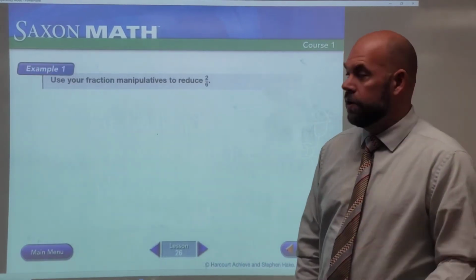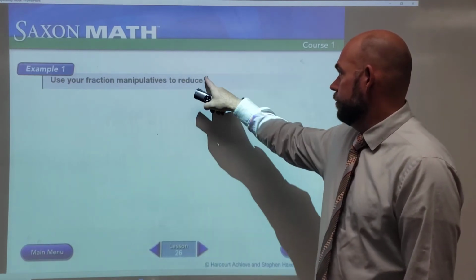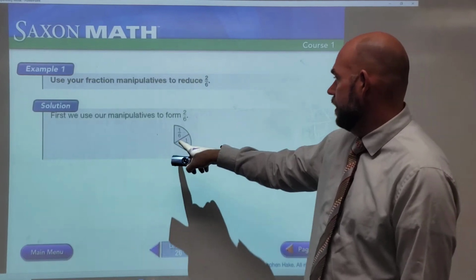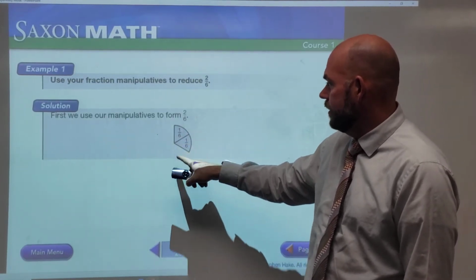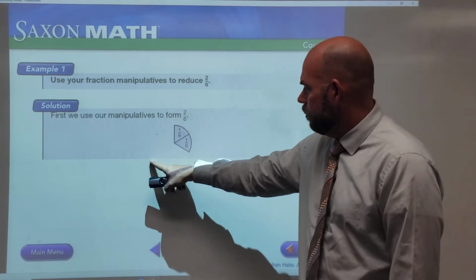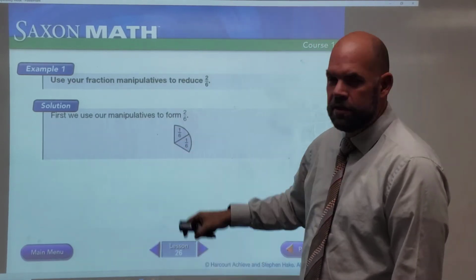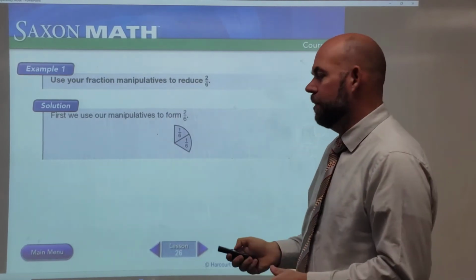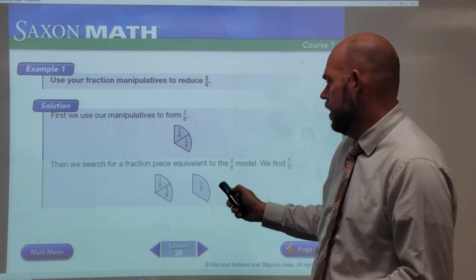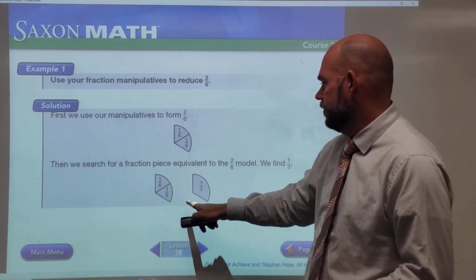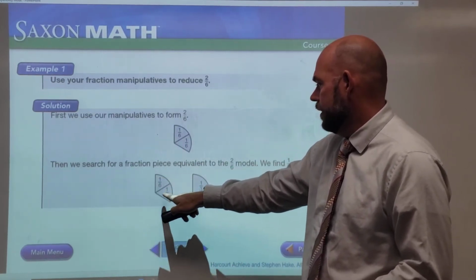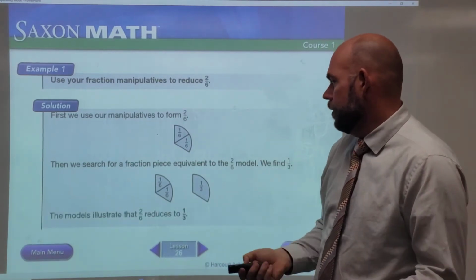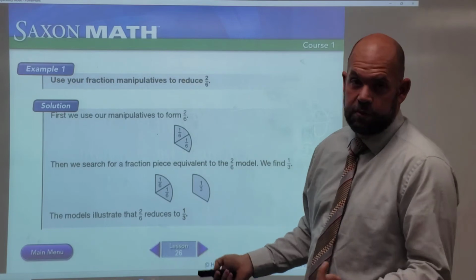So here we want to use your fraction manipulatives to reduce 2/6. Let me just show you what that would look like on a model. We can take 1/6 and add it to 1/6, and you can see what kind of percentage of a whole circle that would be. You can start to visualize it in your mind. So if you don't have actual manipulatives to move around as part of a puzzle, you can visualize this. We're going to add those 1/6s together to make 2/6, and 2/6 reduces to 1/3. And so we know that 2/6 reduces to 1/3.